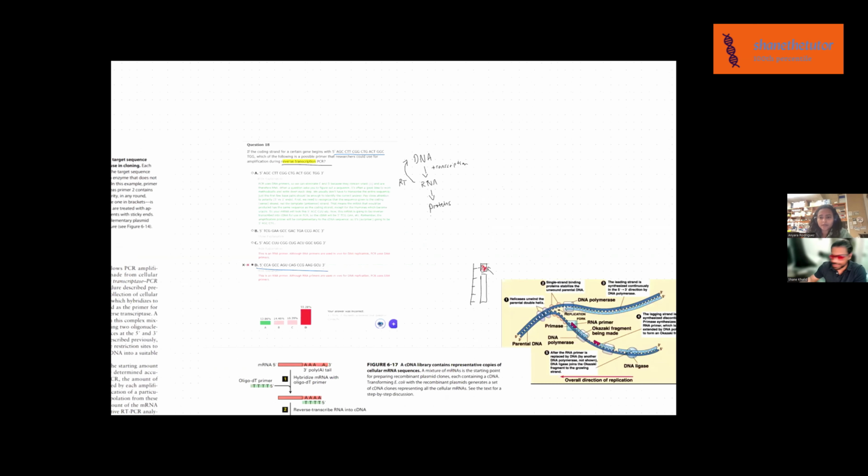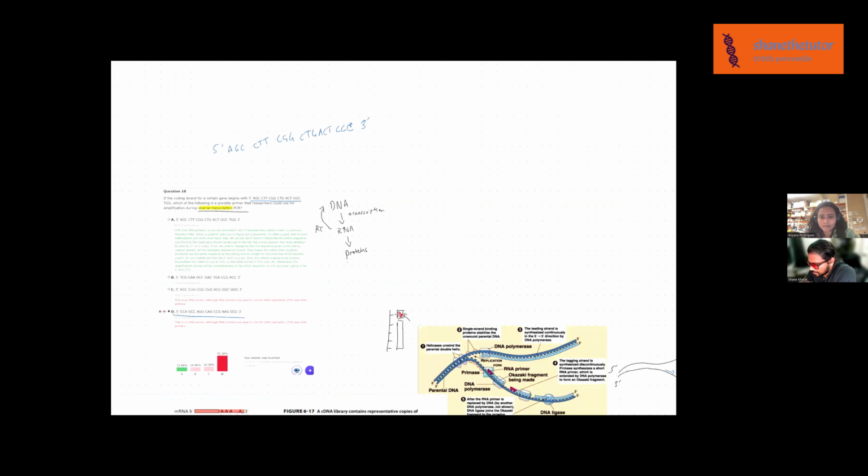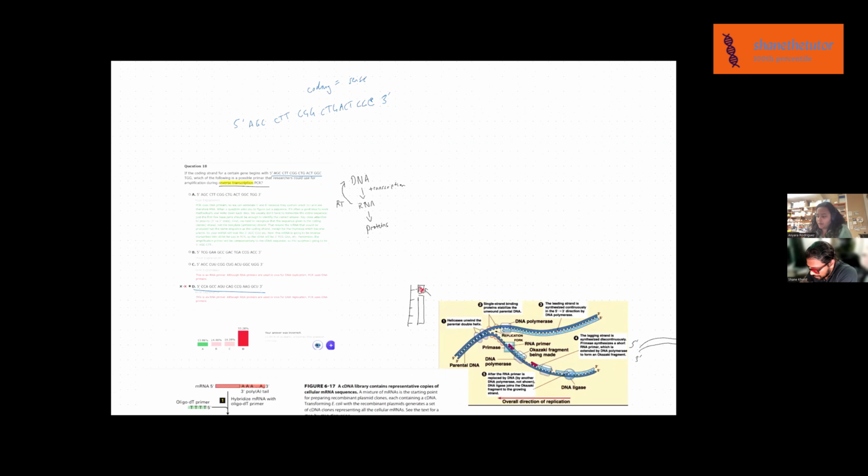What you're essentially doing is, let's say we have the 5' AGC CTT CGG CTG ACT GG C and then 3'. Now they're telling us that this is the coding strand, right? And coding is equal to sense strand. Now, what's complementary to this coding strand?